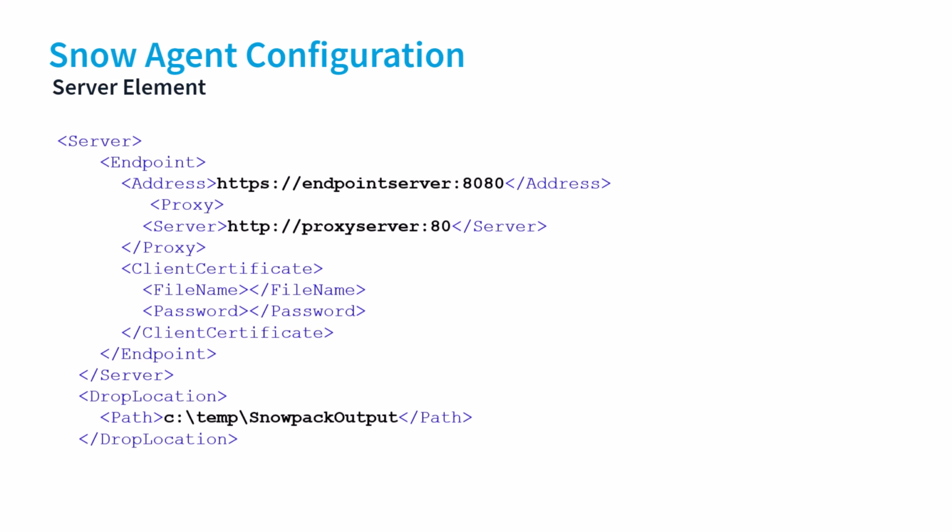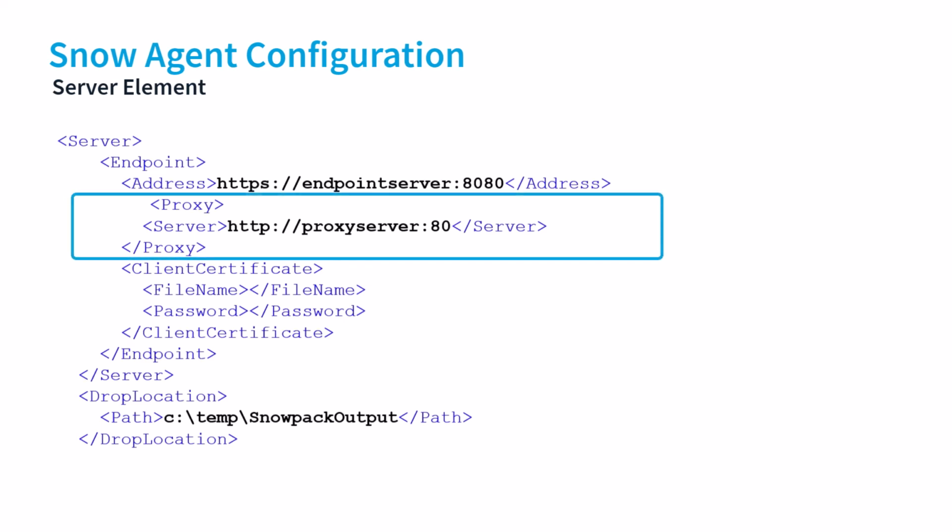In these cases, the inventory agent will randomly select one of the endpoints in the configuration and make a connection attempt to that endpoint. If the endpoint responds, the agent will send all Snowpack files to that endpoint and ignore all other endpoints. If the connection is lost or the agent is restarted, it will randomly contact the endpoints again until one of them responds. If you have a proxy in your network somewhere between the agent and the endpoint, you will also need to add the proxy details here.